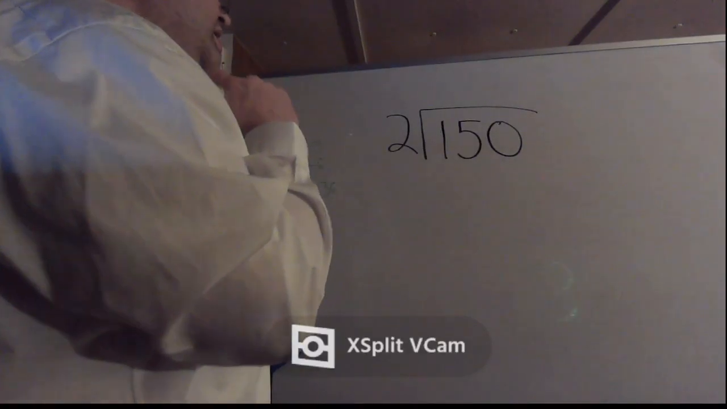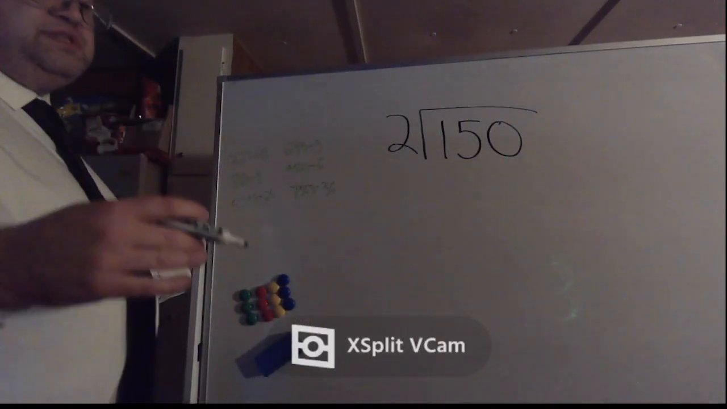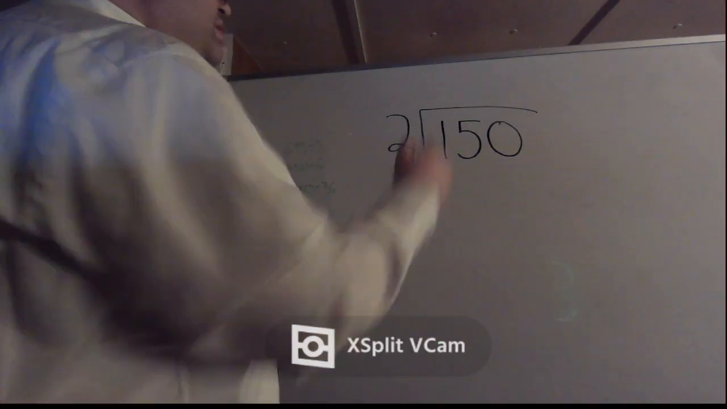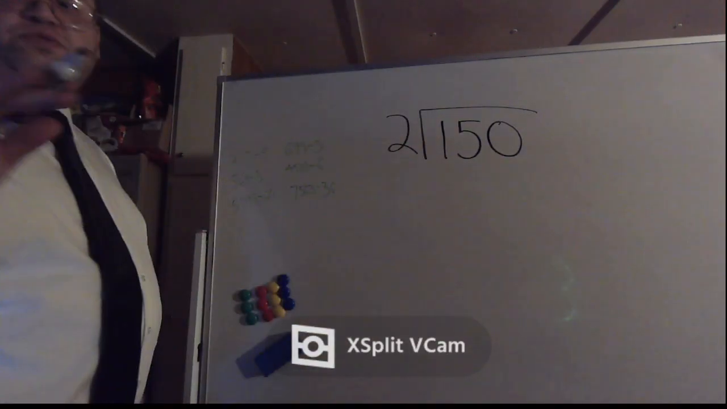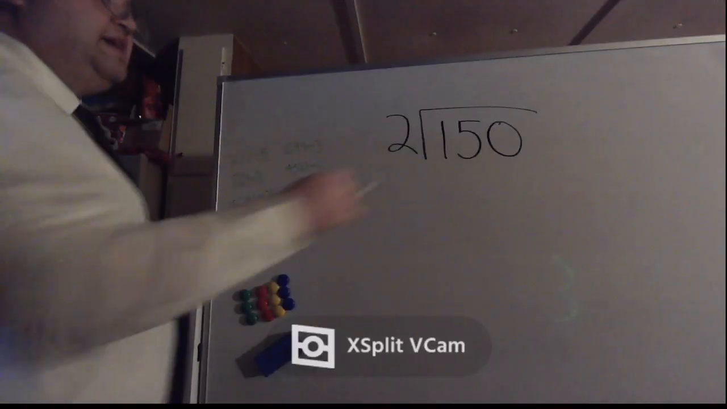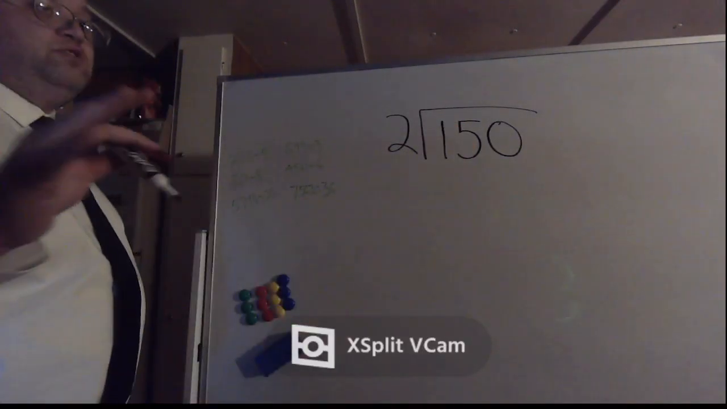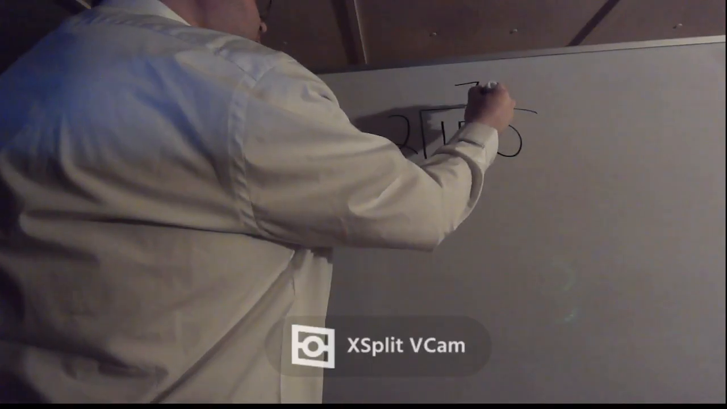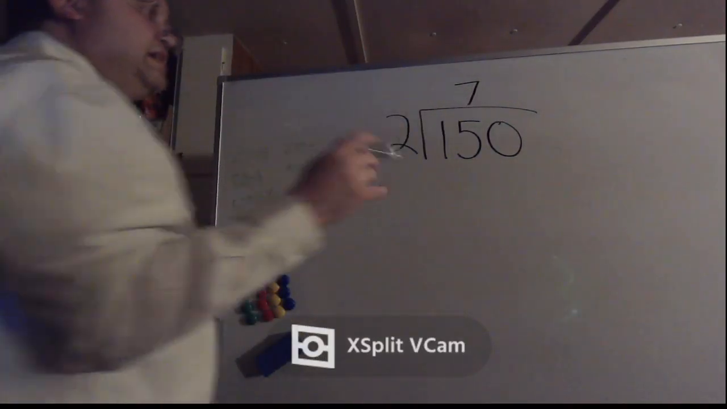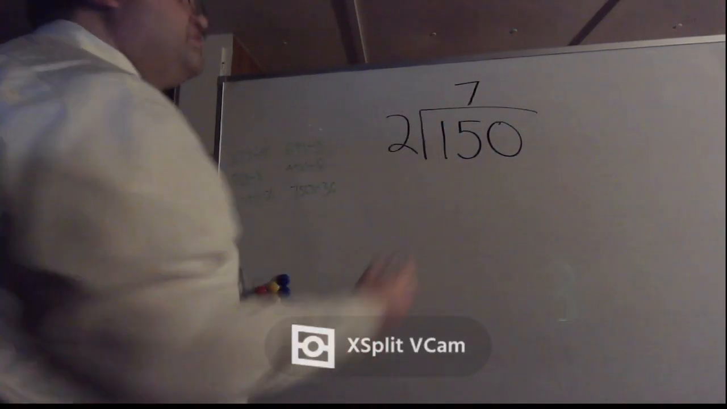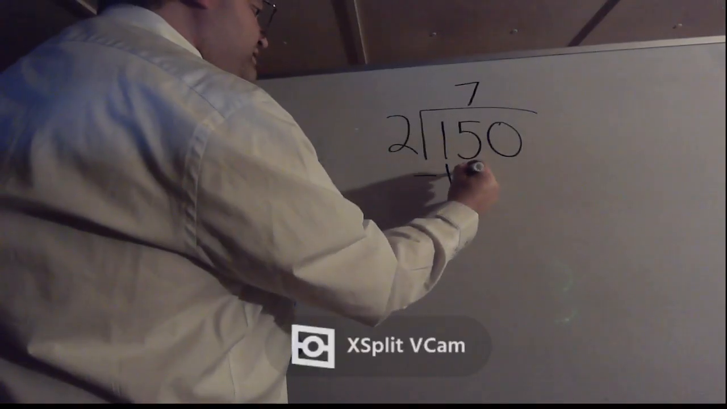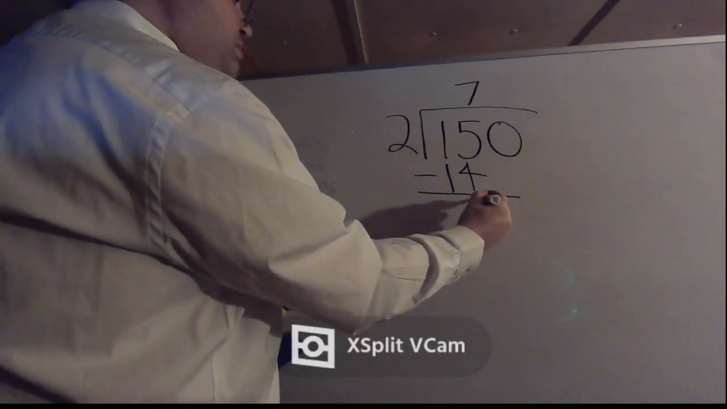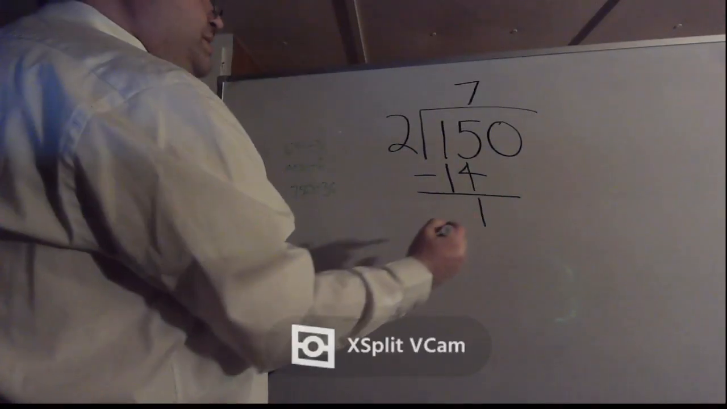This is where hopefully you're okay with the times tables. What you can do is pick a couple numbers. We know 2 times 7 is 14, 2 times 8 is 16. You cannot go over this 15 here, so you've got to be under. 2 goes into 15 7 times, so 7 times 2 is 14. You'll have 15 minus 14, which is 1.